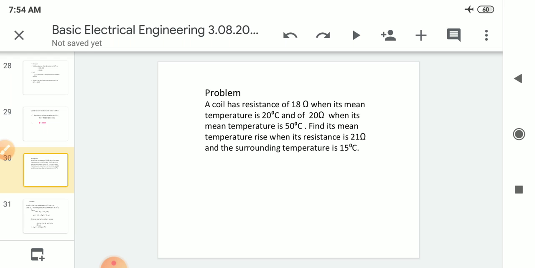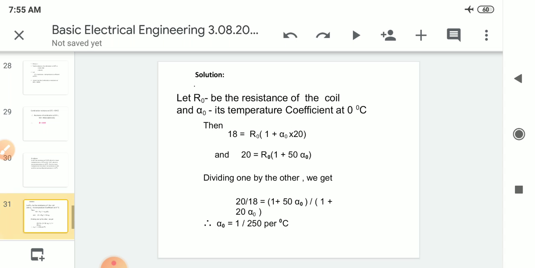They are given some R1 and T1 values and R2 and T2 values. In this question, what is the task? Find its mean temperature rise. Here the R1 value is 18, equal to R0 into 1 plus alpha T, where T value is 20. Like that, the second equation, R2 value is also given.